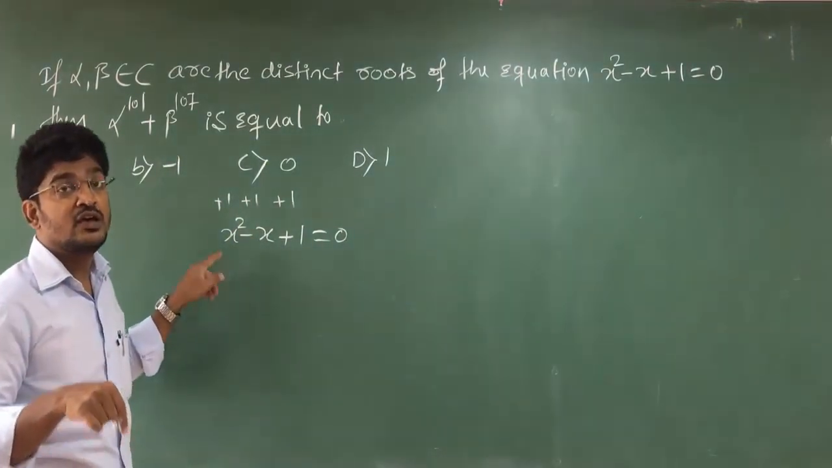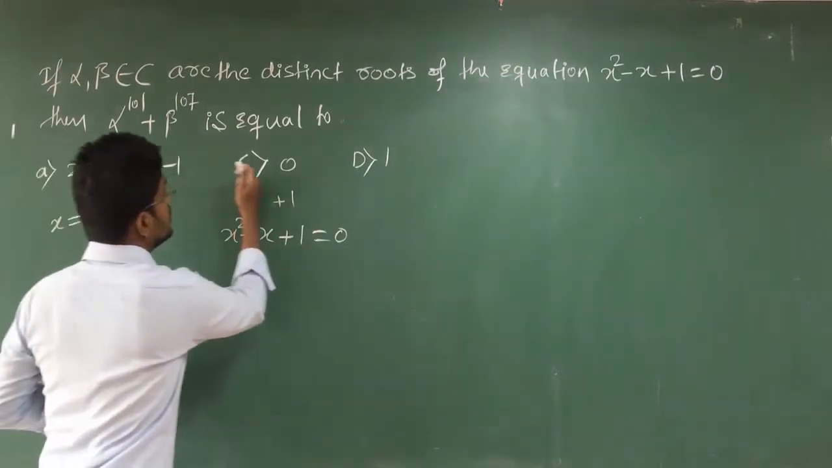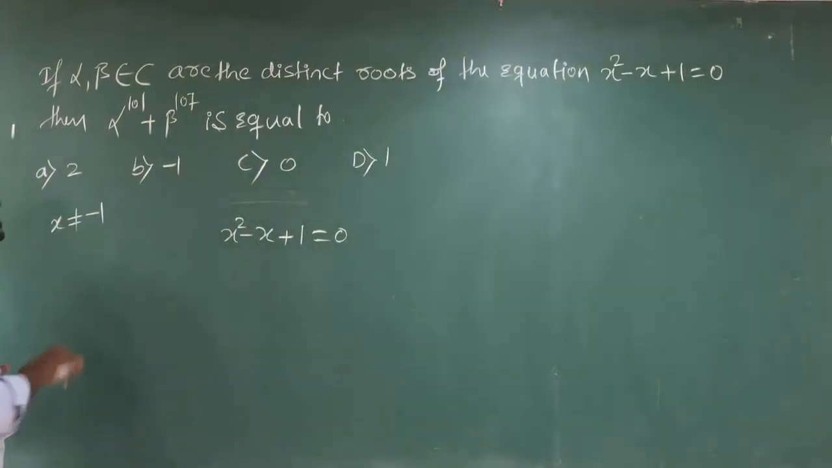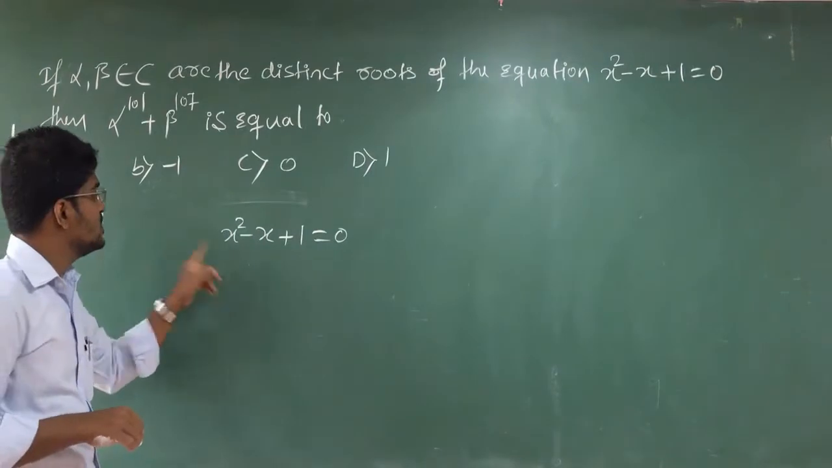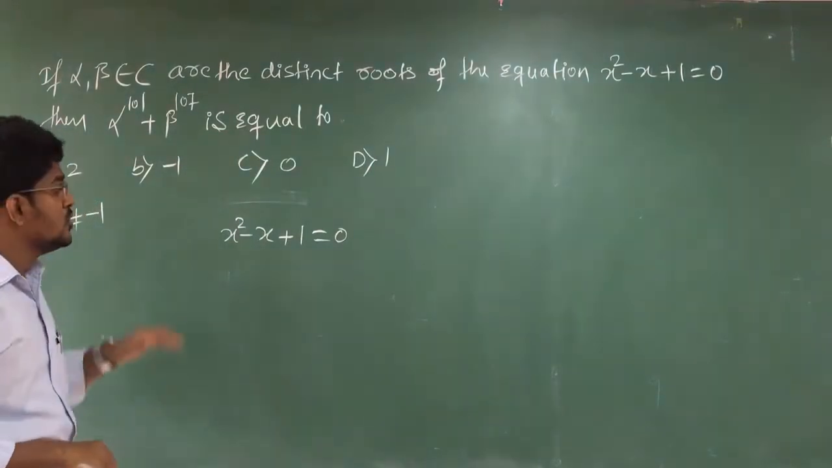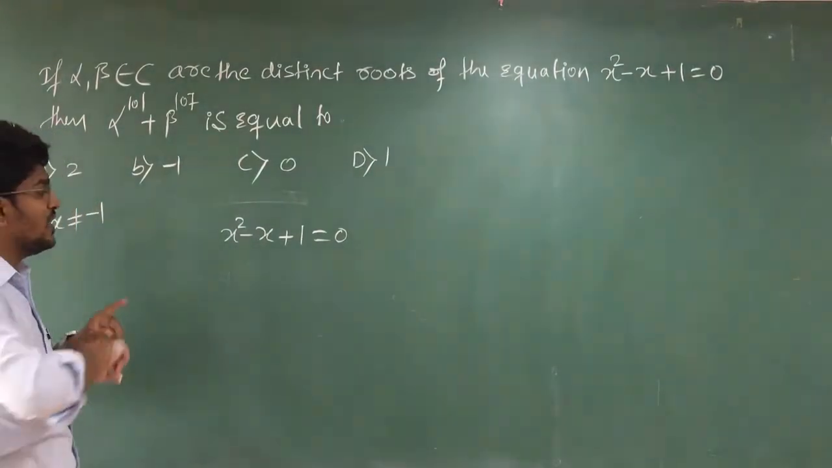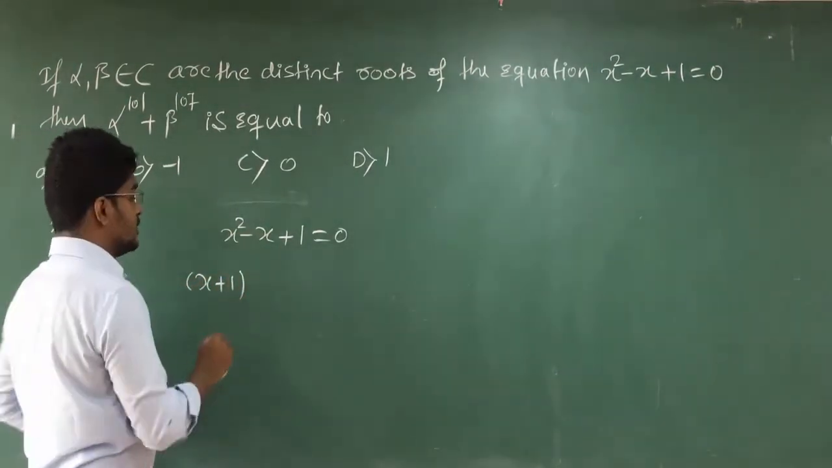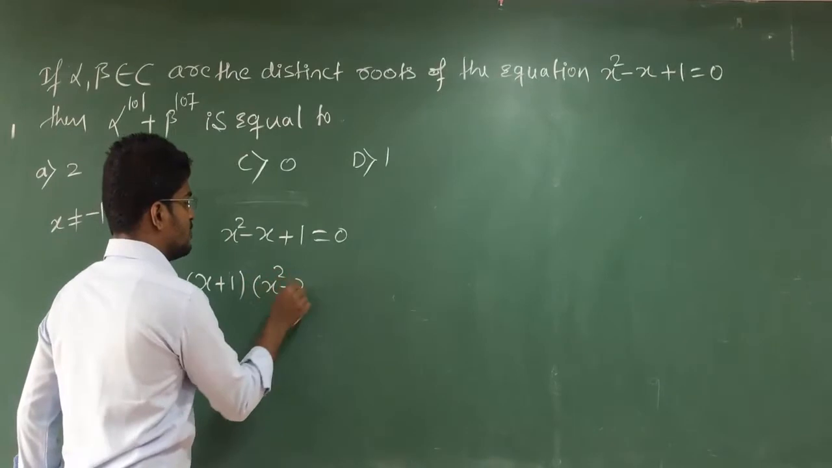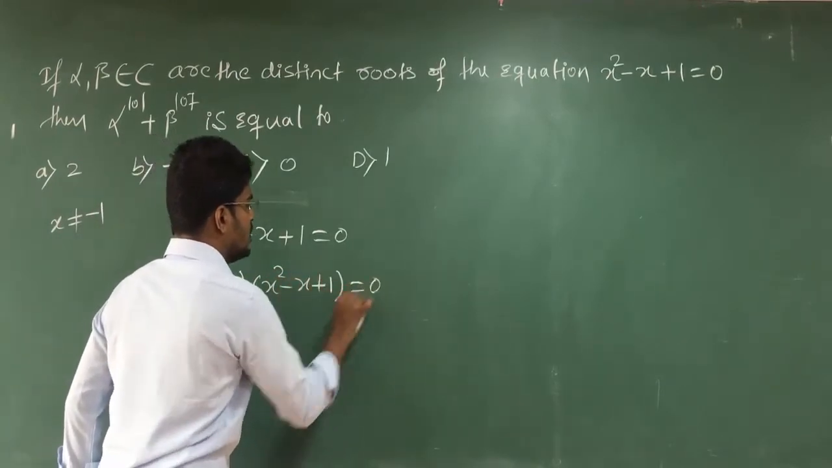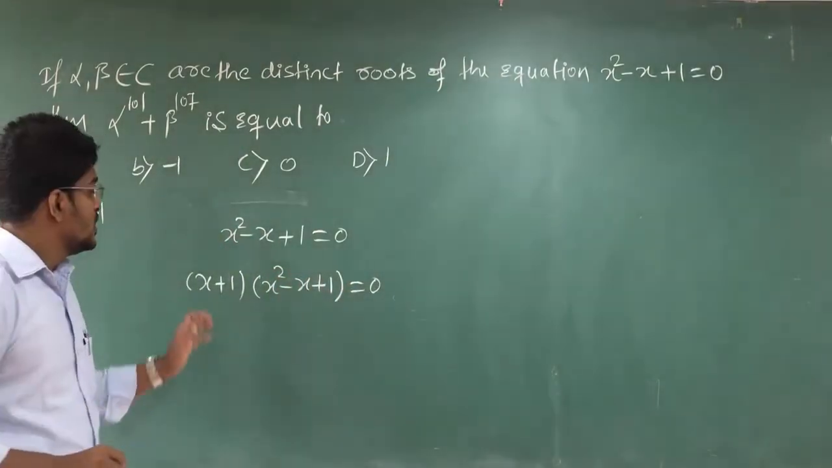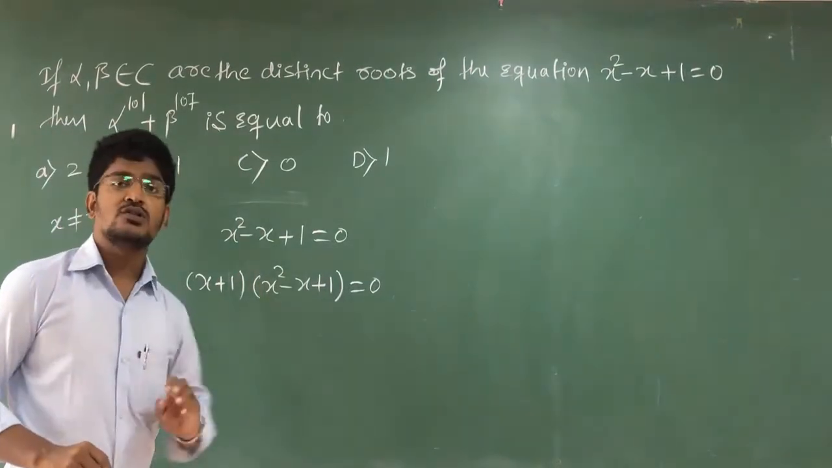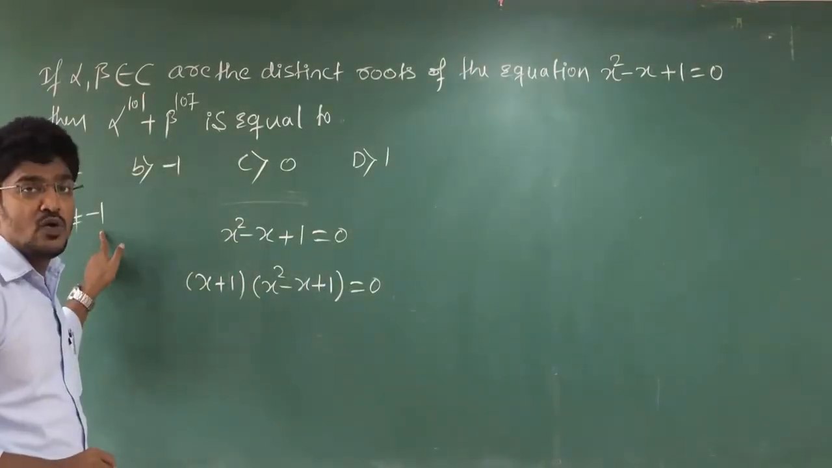Are you getting my point? So what logic will I use? My thing is x must not be equal to -1 in this particular quadratic equation. So for that reason, what will I do? I will multiply x plus 1 on both sides. So what are you going to get? This much you are going to get if I multiply x plus 1 on both sides, because x cannot be equal to -1.